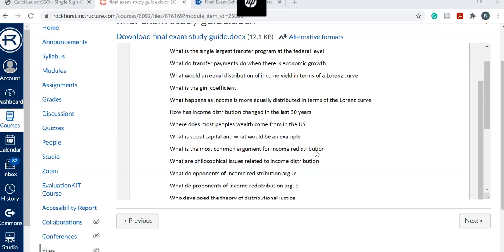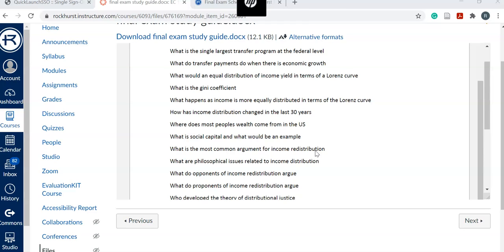How has income distribution changed in the last 30 years? It has shifted towards a concentration of wealth and not equal distribution. So the smallest percentage at the top takes a larger percentage of total income produced in a year. Where does most people's wealth come from in the US? Again, this is a repeat question, so you pretty much know the answer to that one looking at question 1.